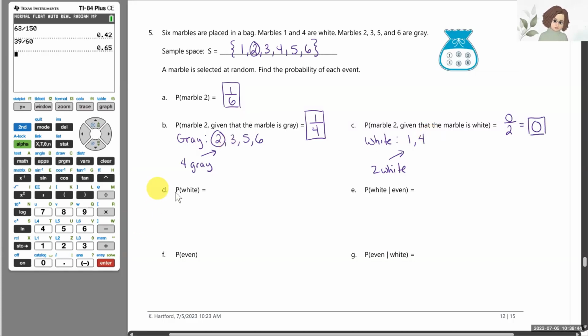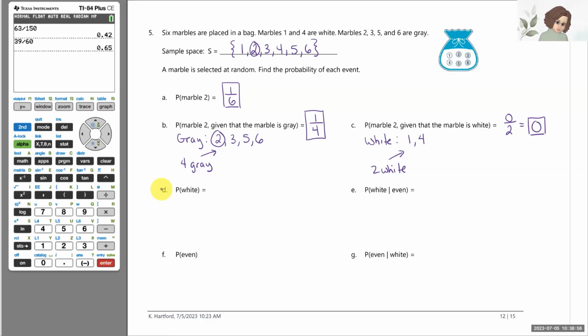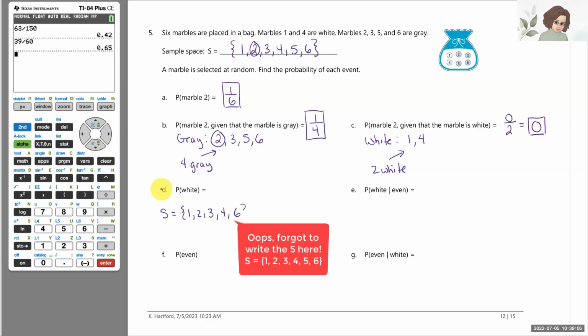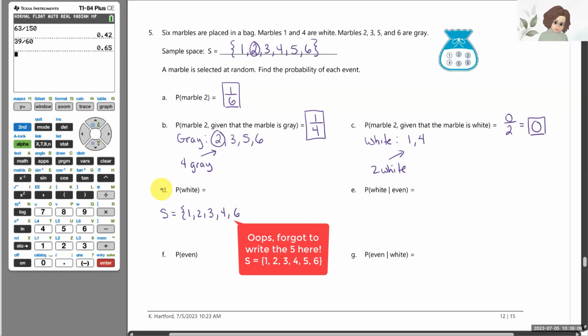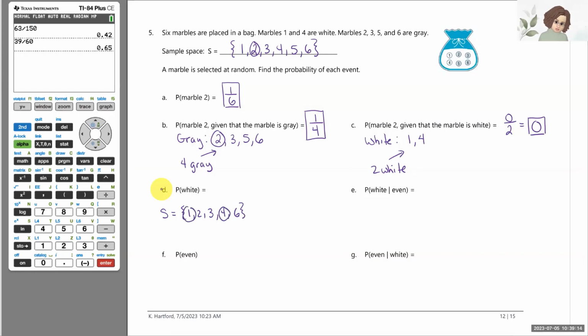All right. Regular probability, no condition here. What's the probability you pick a white marble? So 1 and 4 are white. So just a reminder here that you go back to your entire sample space, right? 1, 2, 3, 4, 5, 6. If there's no condition, we consider all the marbles. And the white ones were 1, 4. So 2 out of the 6.